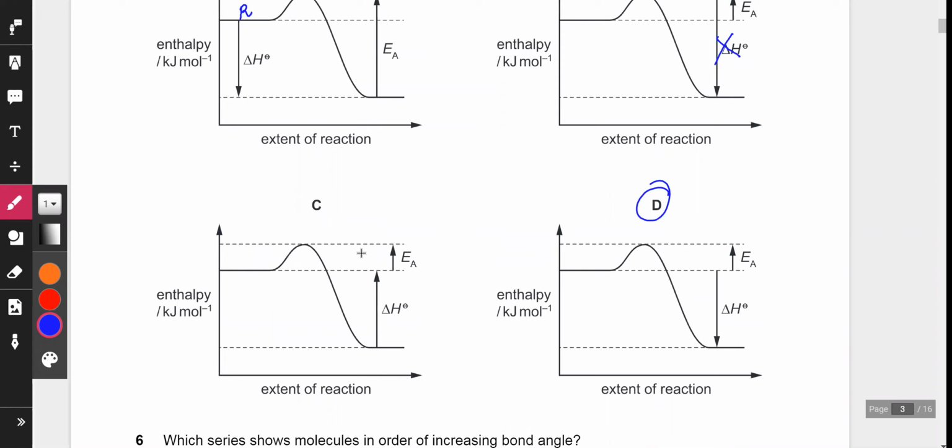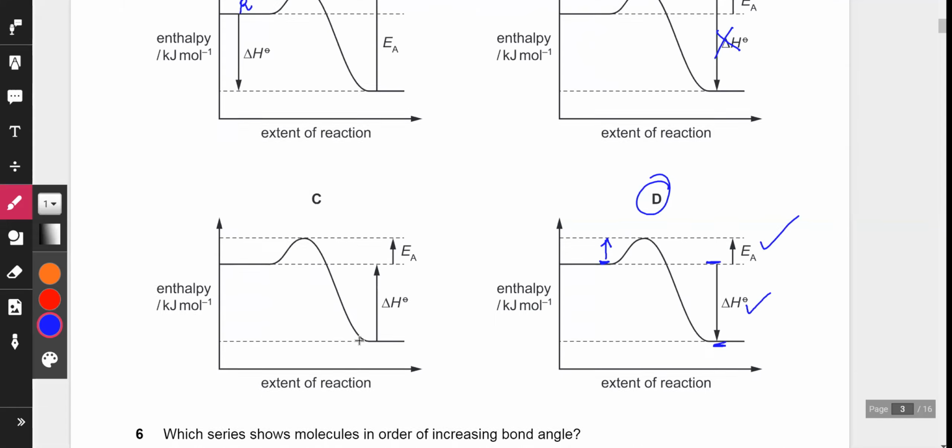That enthalpy change would be from the reactants to the products. That's the net energy change. And activation energy is that you start at the reactants and you go all the way to the top. That's your activation energy. So that's the correct option.